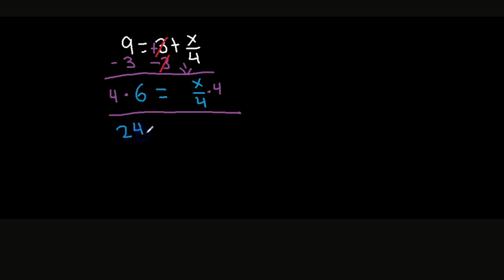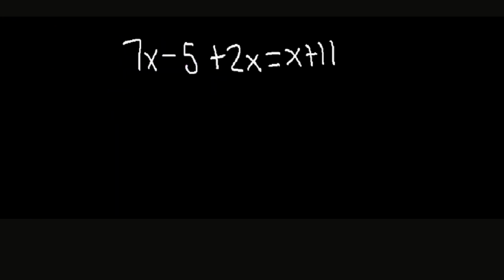6 times 4 would be 24, and then this would cross out the 4's, so we would be left with x. So the answer would be 24. To check if we're right, we can add 24 into x like we did before, and 24 over 4 would be 6, and then 6 plus 3 would equal 9. Let's move on to the next.